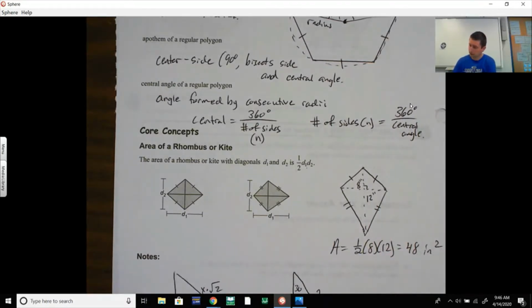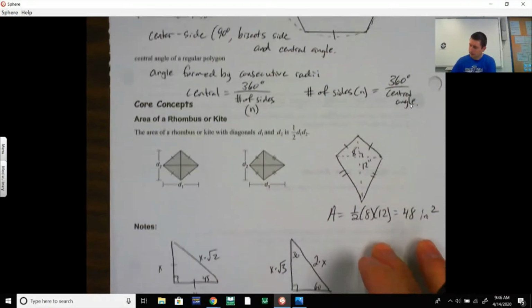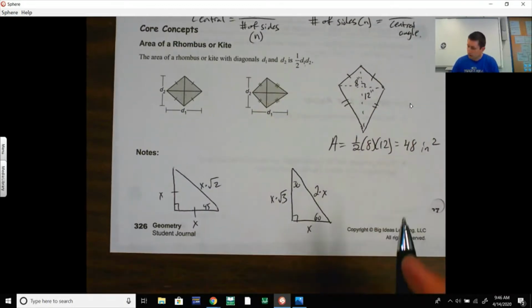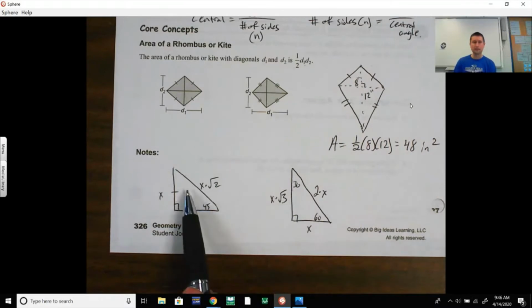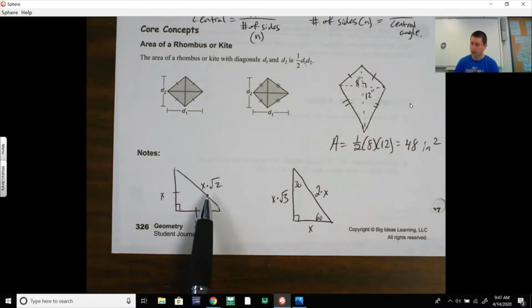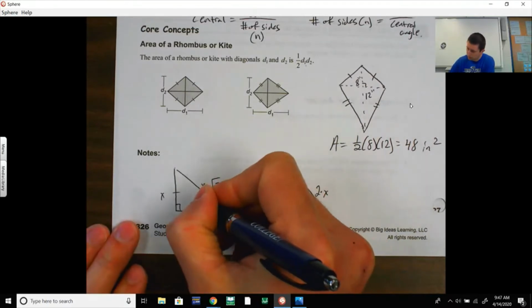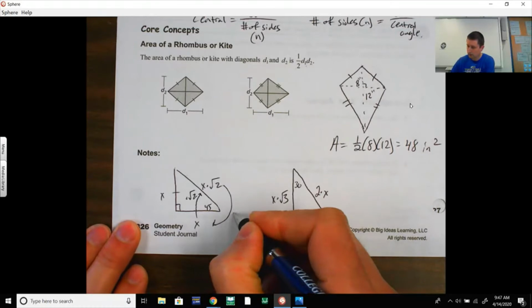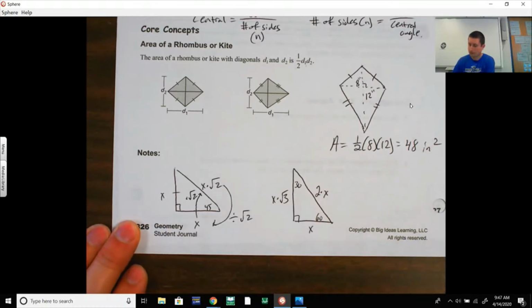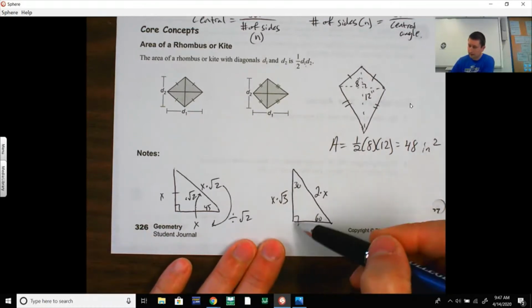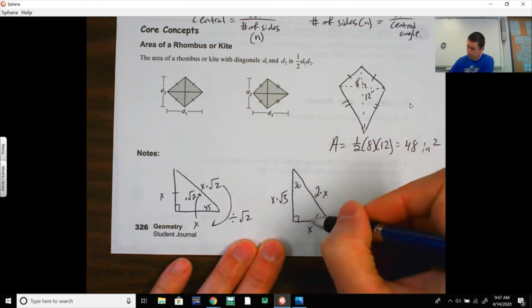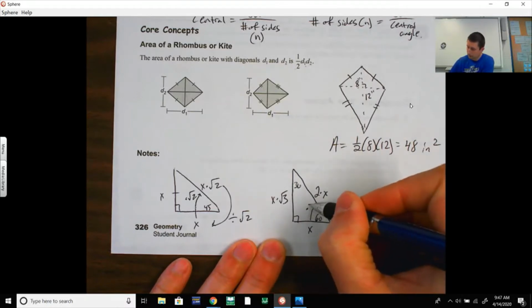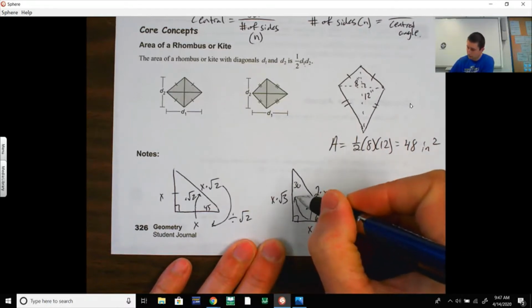Those are easy. Quick review of this, which will come into play, especially the 30, 60, 90. If you have a 45, 45, 90, the hypotenuse is root 2 times as long. So remember, if you're going from here to here, you're multiplying by the square root of 2. You're going from here to here, you're dividing by the square root of 2. Same thing, a 30, 60, 90, which we'll see. X to 2x, you're multiplying by 2. X to this, you're multiplying by root 3.